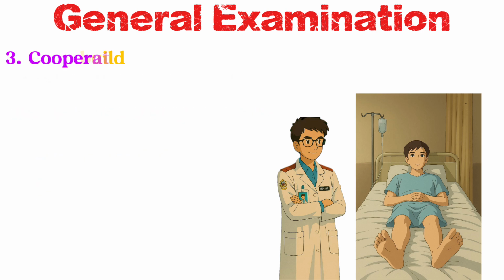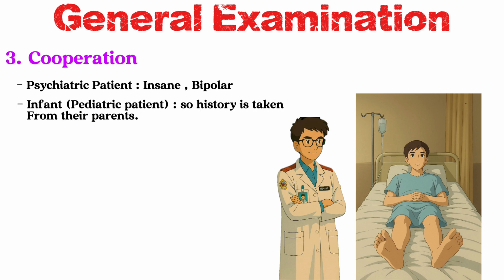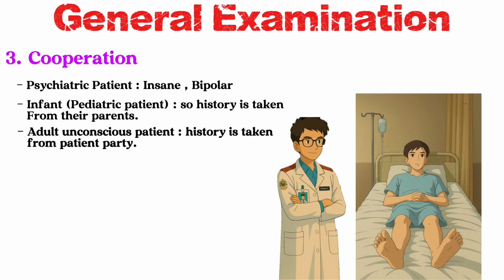Third is cooperation. Here we see how cooperative a patient is with the doctor. Sometimes a psychiatric patient can be insane, bipolar. An infant or pediatric patient can be non-cooperative, so in that case the history is taken from the parents. In an adult unconscious patient, the history is taken from the patient party. Patient party means someone who brings him or her to the hospital.